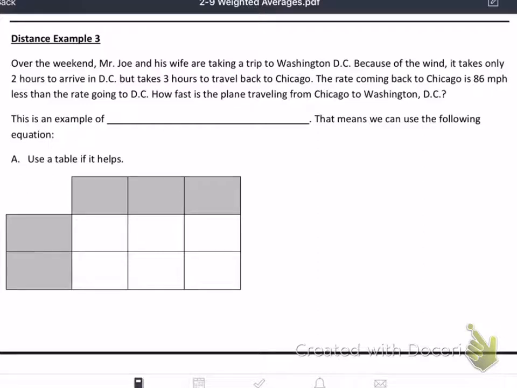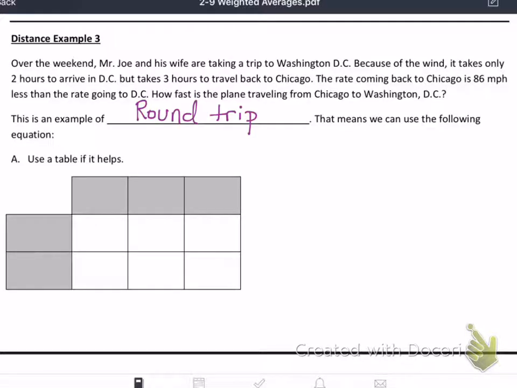Because of the wind, it only takes 2 hours to arrive in D.C., but takes 3 hours to travel back to Chicago. The rate coming back to Chicago is 86 miles per hour less than the rate going to Washington, D.C. How fast is the plane traveling from Chicago to Washington, D.C.? Now, this is an example of a round trip distance.